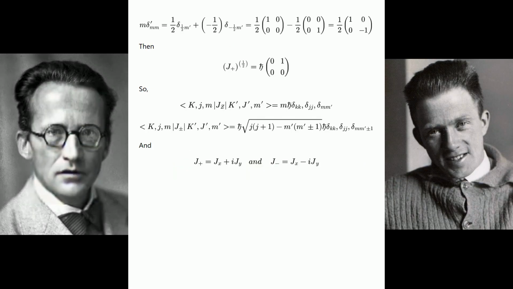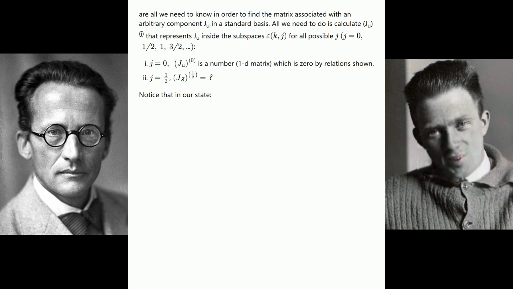Then (see the equation shown). So, (see the two equations shown). And (see the equation shown) are all we need to know in order to find the matrix associated with an arbitrary component J_u in a standard basis. All we need to do is calculate J_u^(j), which represents J_u inside the subspaces ε(k, j) for all possible j (j = 0, 1/2, 1, 3/2).